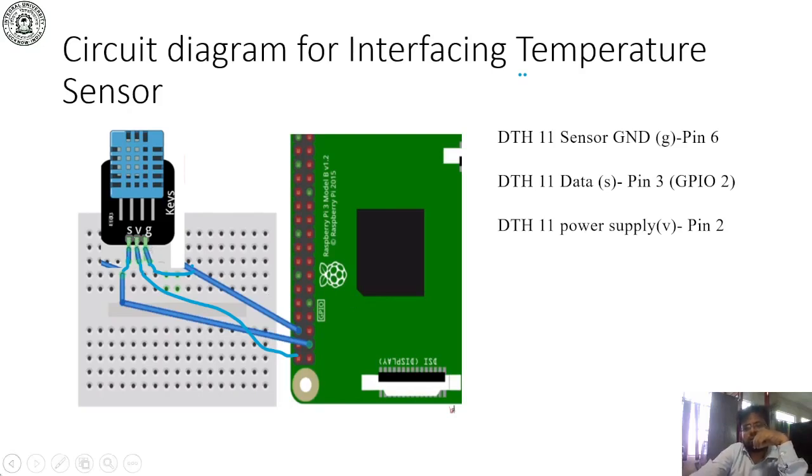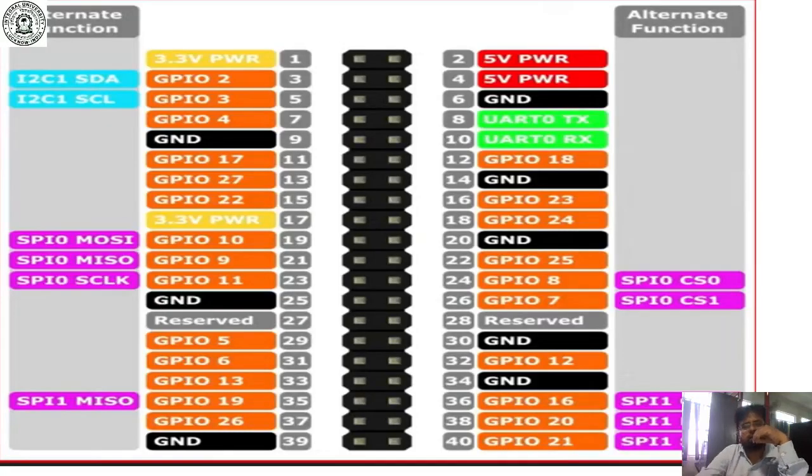That's why I have connected this V to pin number 2. This is pin number 1, this is pin number 2, this is pin number 3, this is pin number 4, this is pin number 5, this is pin number 6. So we have to connect it to pin number 2. In the figure you can see that pin number 2 is the 5 volt power supply. You can also use pin number 4 for the 5 volt supply, no problem. You can use either of these two pins, pin number 2 or pin number 4.